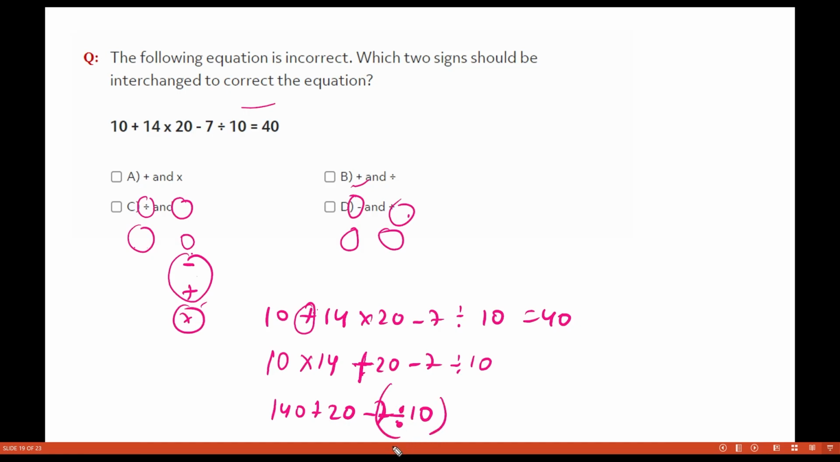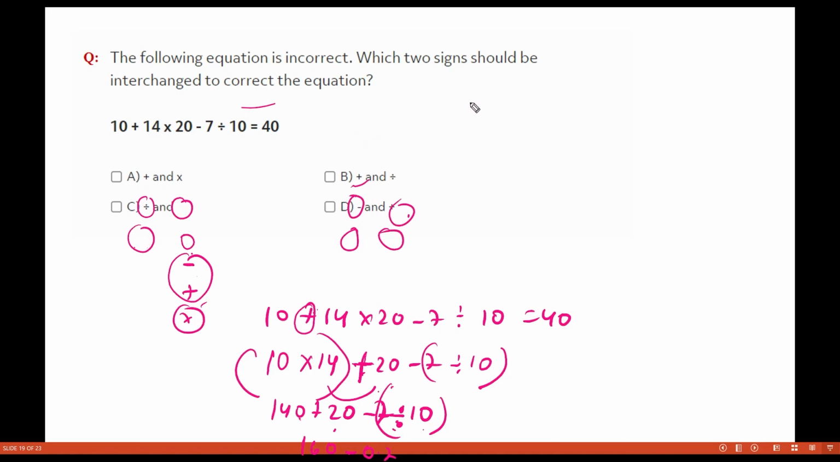So first of all, we'll do actually division. Okay, so we divide this, then we multiply this, then we add this, and then subtract this. Okay, so 140 plus 20 will become 160, and this will be minus 0.7. This is not happening for us.